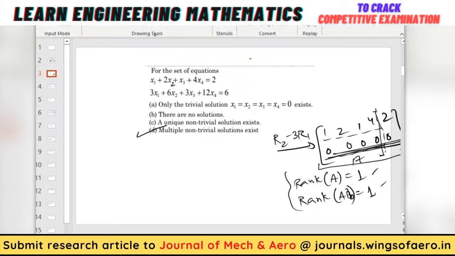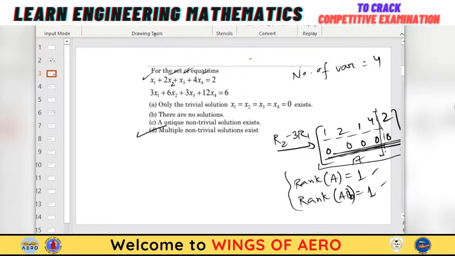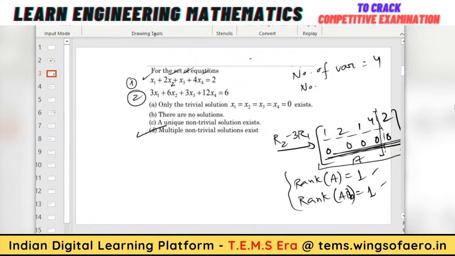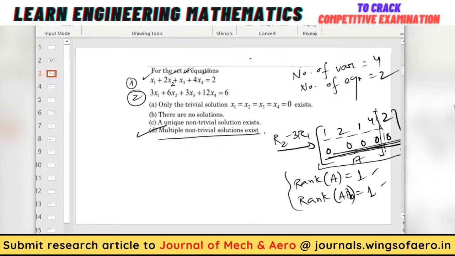That is number of variables. Look at this: x1, x2, x3, x4. Number of variables is 4. Number of equations is 2. So it means the system has multiple solutions, that is, more than one solution.